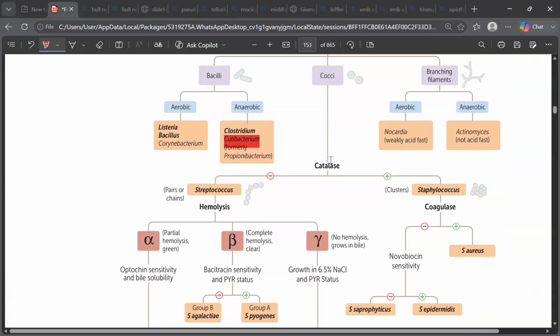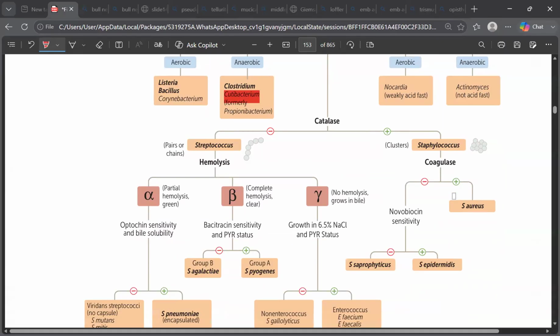Then we have cocci, which are catalase positive or catalase negative. The catalase positive is Staph, which is present in clusters, and these Staph can be coagulase positive, this is Staph aureus, or coagulase negative, which is classified by novobiocin sensitivity. So the coagulase negative could either be novobiocin sensitive, as in the case of epidermidis, or novobiocin resistant, as in the case of saprophyticus.